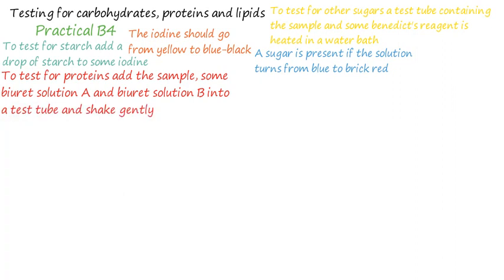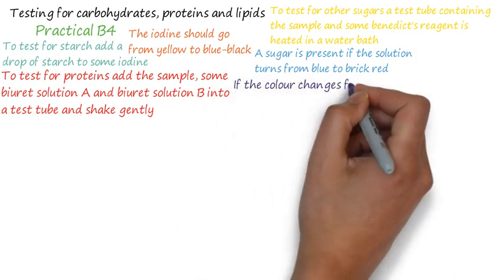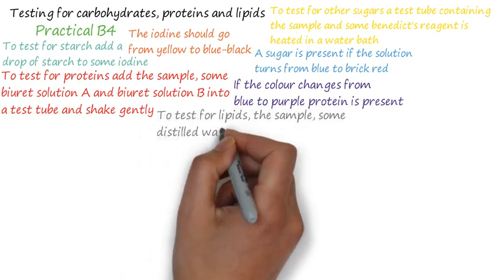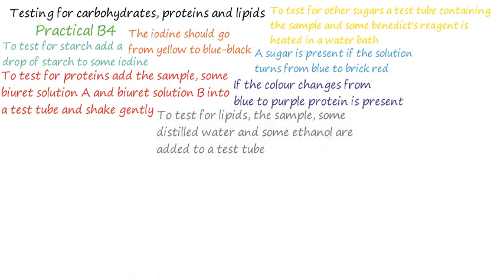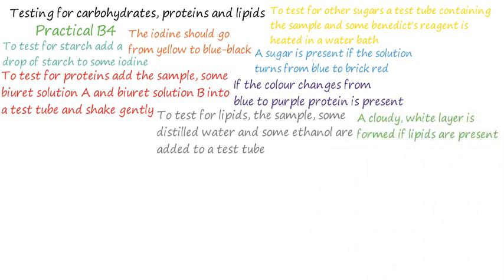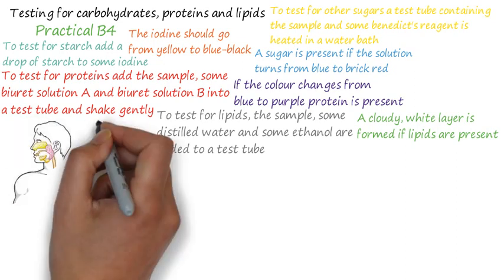To test for proteins, add the sample, some Biuret solution A and Biuret solution B into a test tube and shake gently. If the colour changes from blue to purple, protein is present. And finally, to test for lipids, add the sample, some distilled water and some ethanol to the test tube. A cloudy white layer is formed if lipids are present.